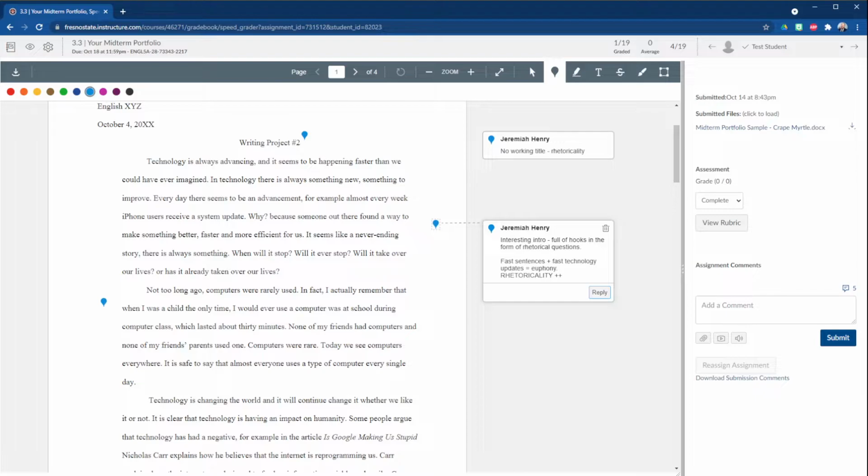Let's see. "Not too long ago, computers were rarely used. In fact, I actually remember that when I was a child, the only time I would ever use a computer was at school during computer class, which lasted about 30 minutes. None of my friends had computers. None of my friends' parents used one. Computers were rare. Today, we see computers everywhere. It is safe to say that almost everyone uses a type of computer every single day."